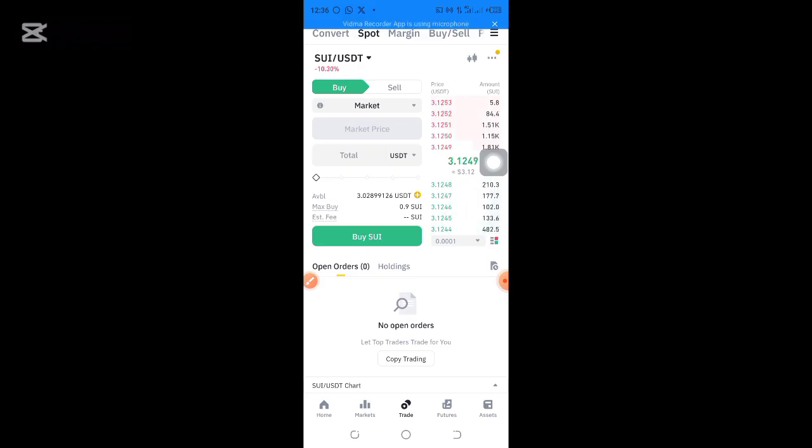So let's check this coin. I bought it at, sorry, I bought it at $3.123. Now I want to calculate my profit. Let's say I want to make just 20% profit from this coin. So once this coin has added 20% increment to this price, then I want to sell it off. Mind you, I bought it at $3.123. So let's go to our calculator.